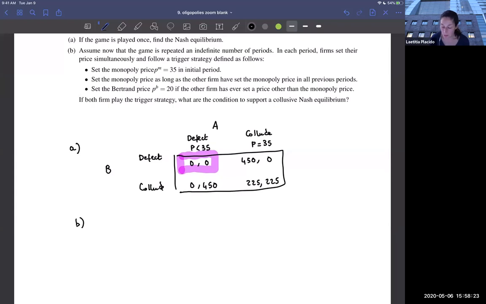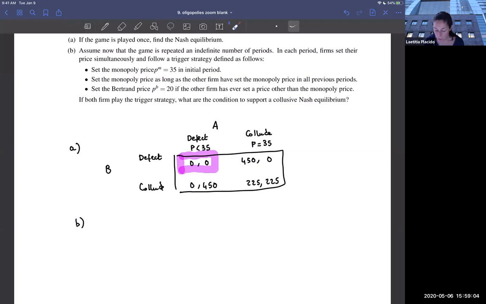Now you assume that the game is repeated an indefinite number of periods. In each period, firms set their price simultaneously and follow a trigger strategy defined as follows. So what is a trigger strategy? The trigger strategy says, I'm going to set a price equal to the monopolist price, so I'm going to stick to the agreement in the initial period, and both firms are going to do so. So initially they are at the monopolist equilibrium.